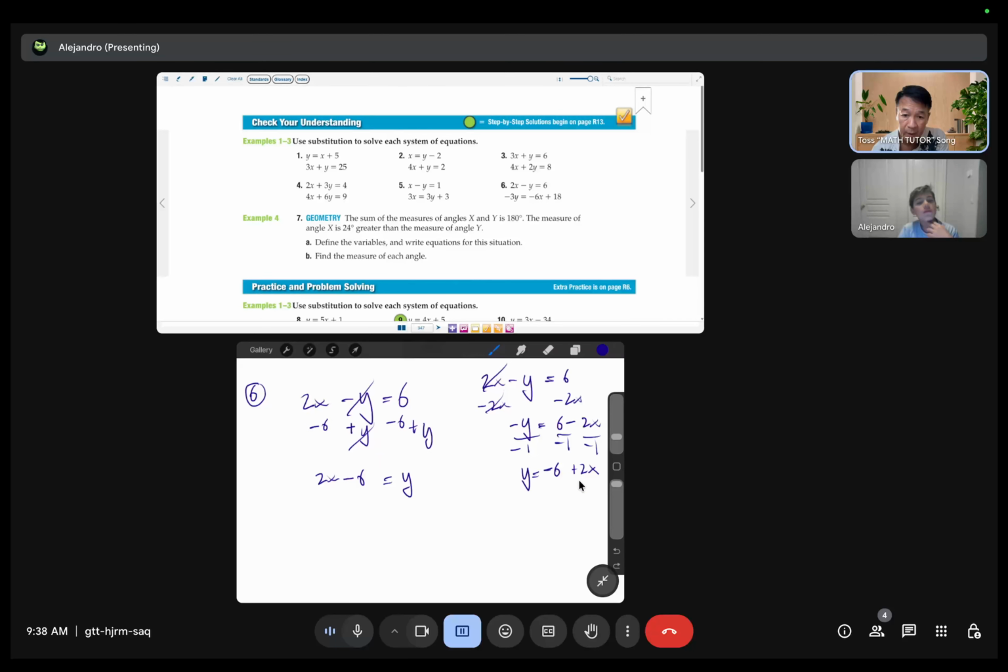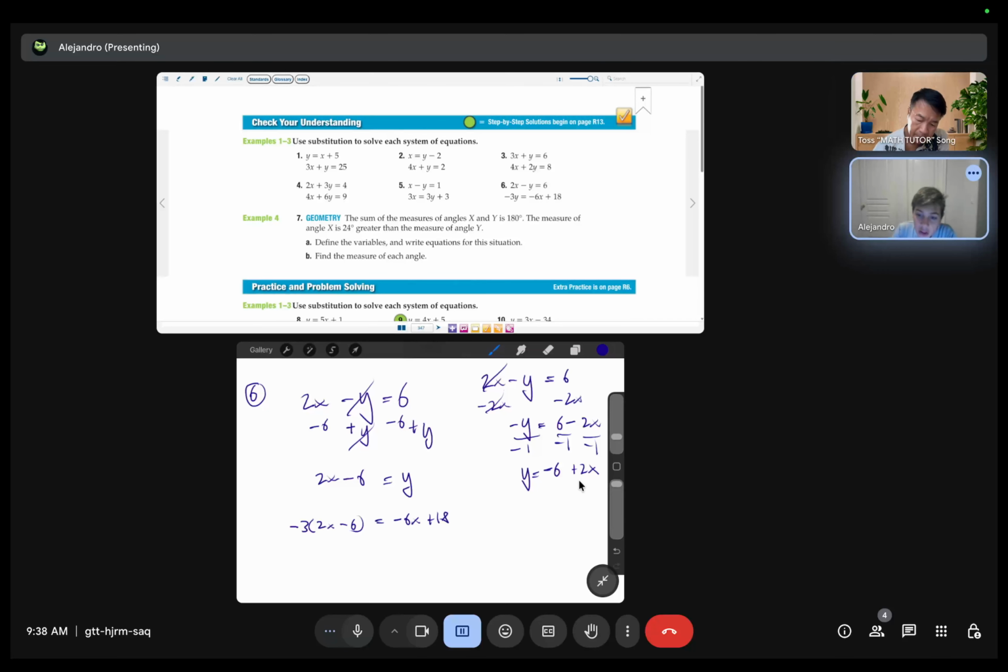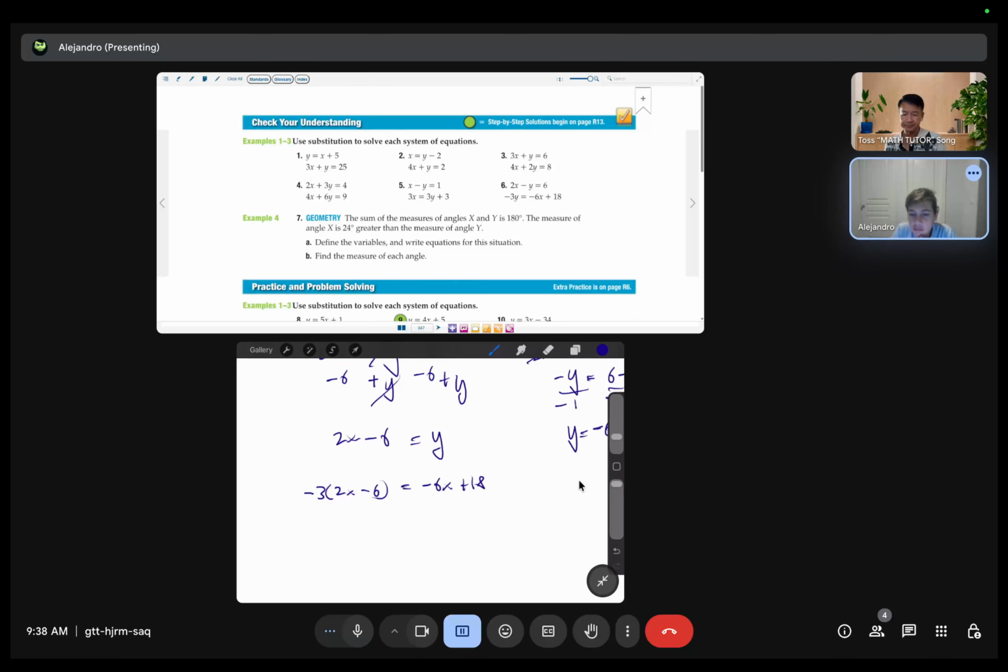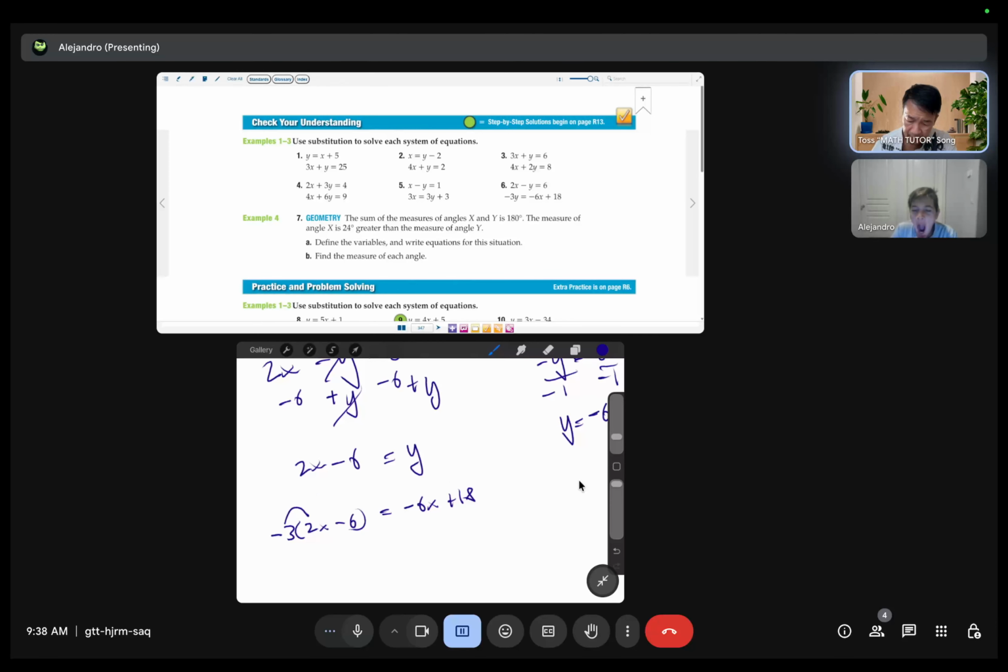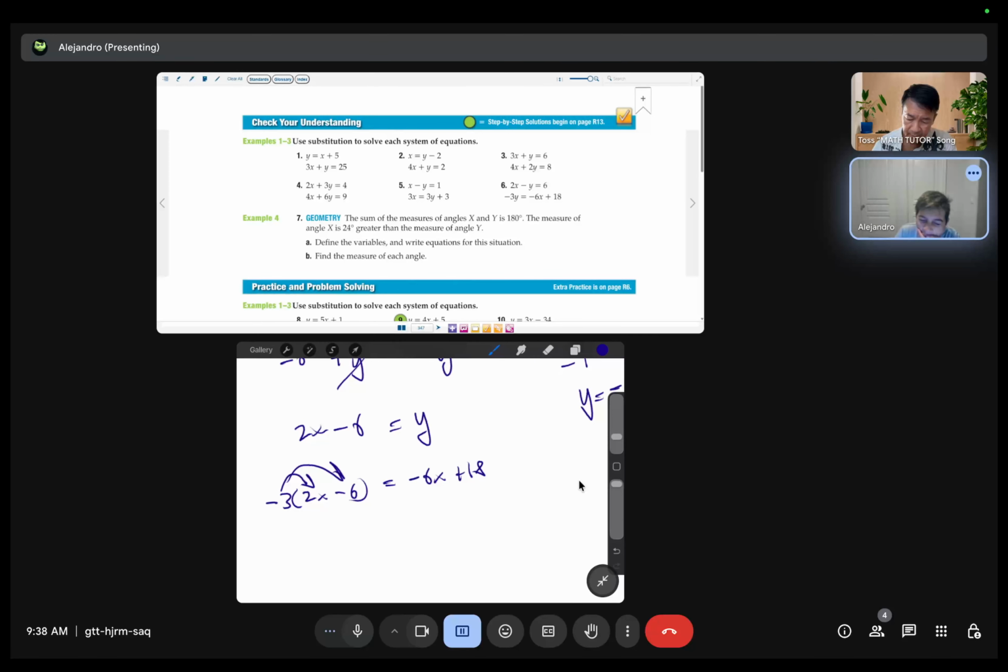All right, plug whatever you get for y into the second equation. So here is the second equation. It comes with the negative 3 in the front, so I'll parenthesize what I plug in right there. And on the right side, it stays as is. So far, okay? Right, distribute. So I get negative 6x plus 18.